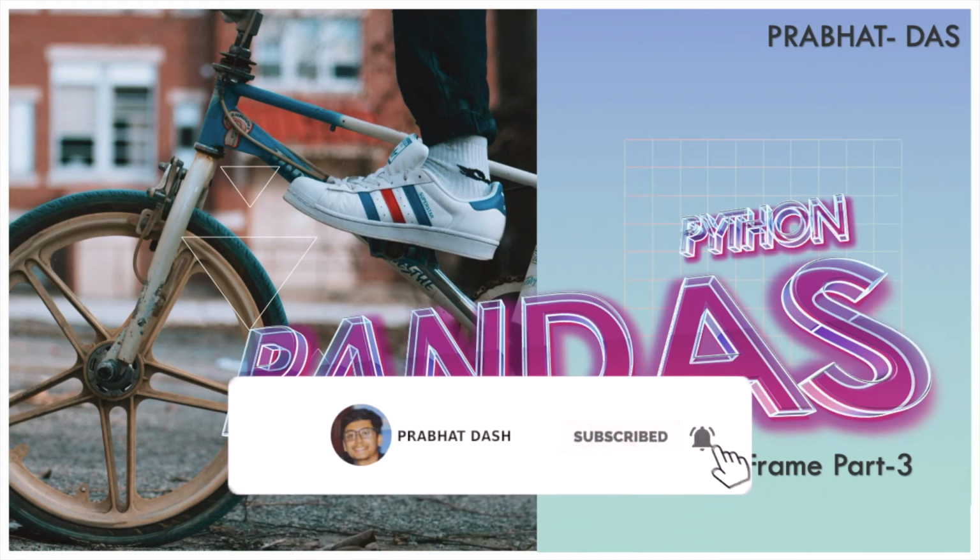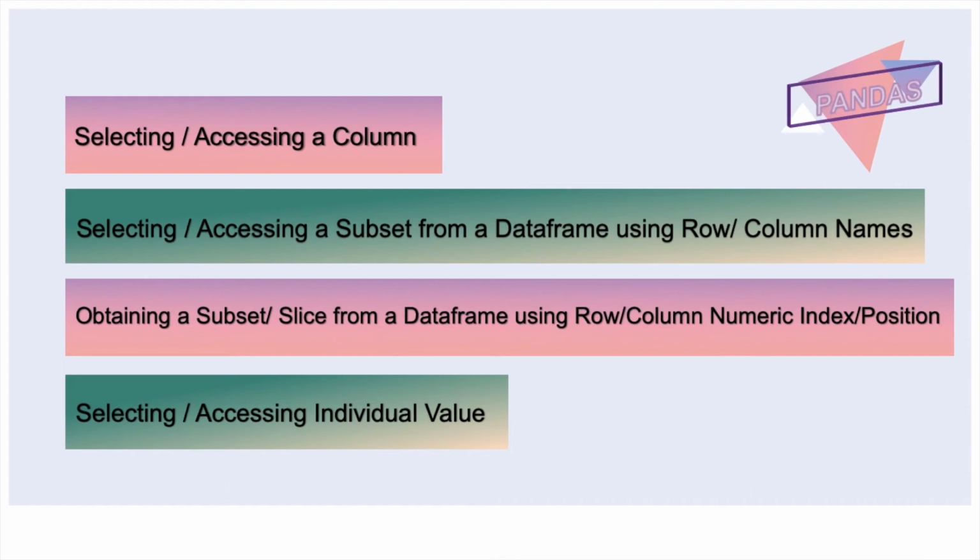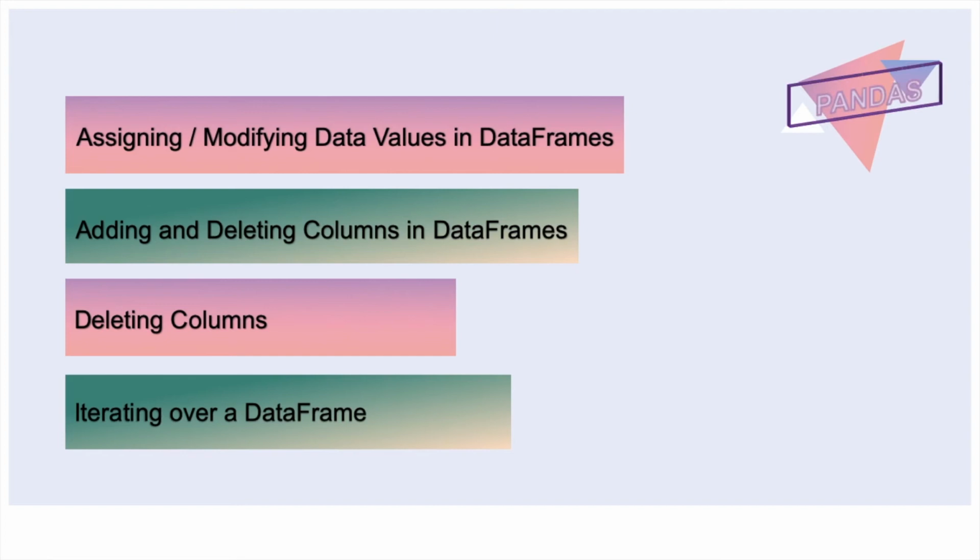In this video we will discuss selecting or accessing a column, selecting or accessing a subset from a data frame using rows or column names, obtaining a subset or slice from a data frame using rows or column numeric index or position, selecting or accessing individual values, assigning or modifying data values in a data frame, adding and deleting columns in a data frame, and iterating over a data frame. So let's get started with selecting or accessing a column.